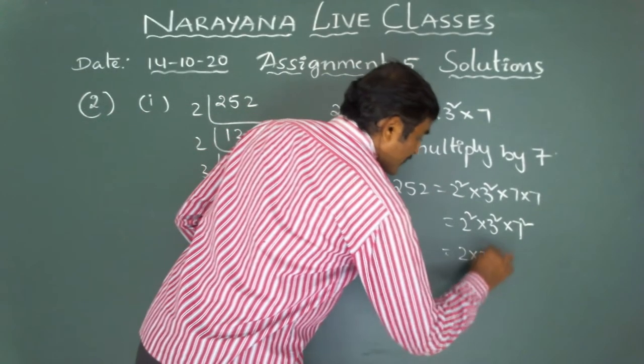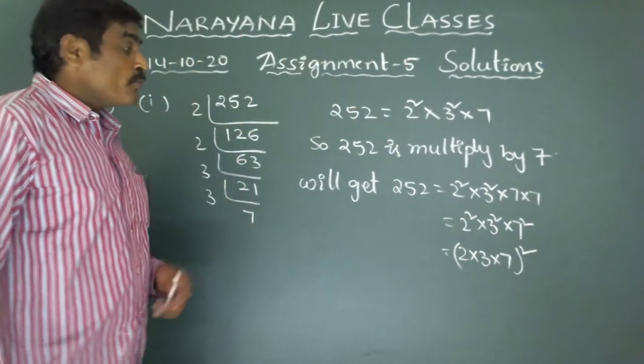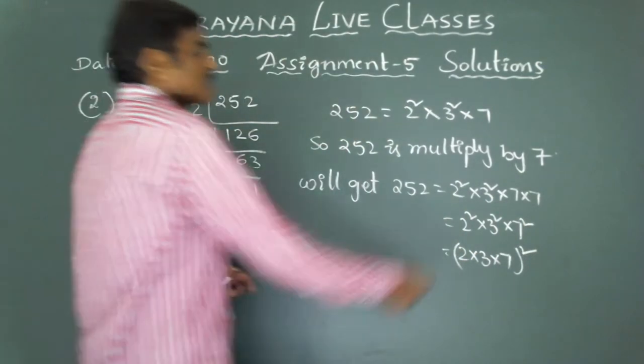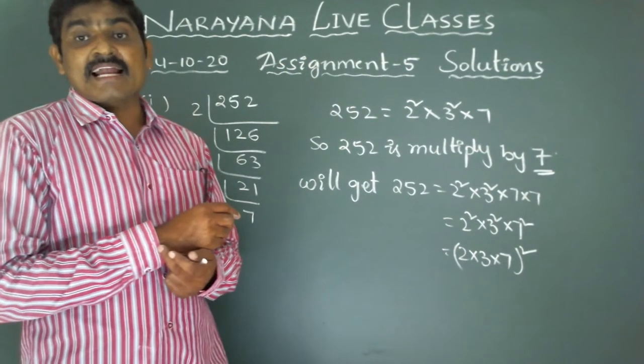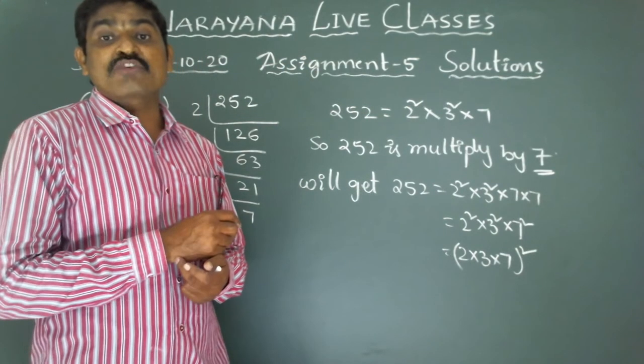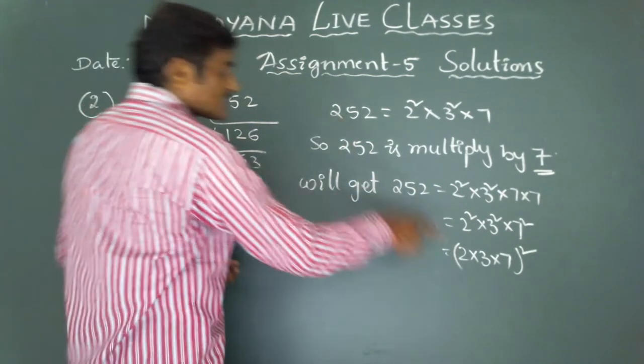That is (2 × 3 × 7) whole square. To become a perfect square, it is multiplied by 7, and that is our answer. In the question they are also asking us to find the square root of the square number so obtained. So what is the square number now?